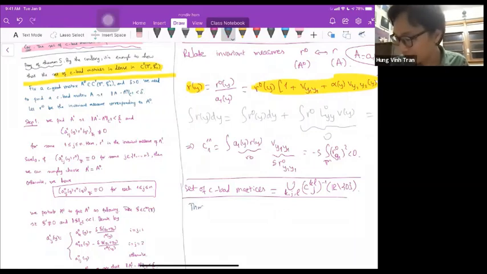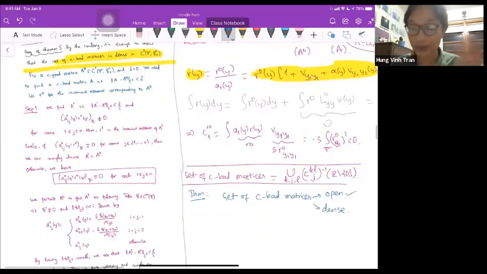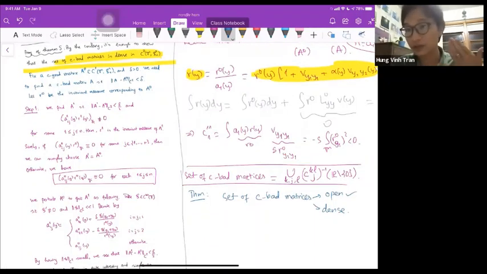The theorem says that the set of C-bad matrices is open. This has been checked, and dense, right? To prove it's dense, again, we got these motivations from genericity from dynamical systems or other fields. Proving this is really important because it tells us that if you start with any good matrix, even if you just perturb it a little bit, it's nearly becoming a bad matrix.